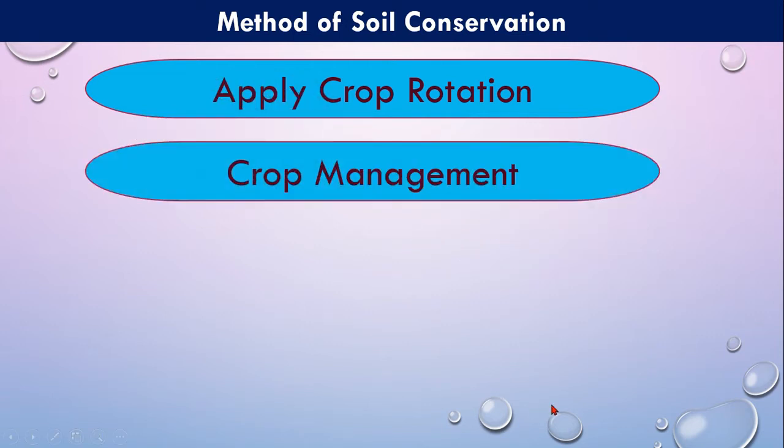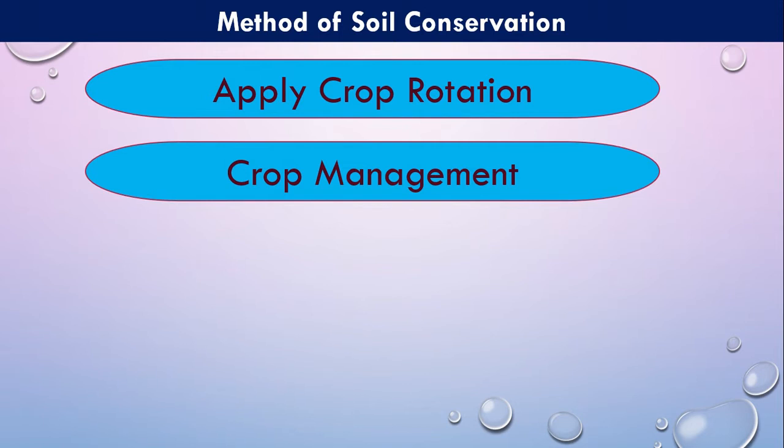Next one is crop management. This is one kind of crop rotation as well. When you cultivate cover crops, air and flood or rainwater do not move surface soil from one place to another place. That is a kind of soil conservation.